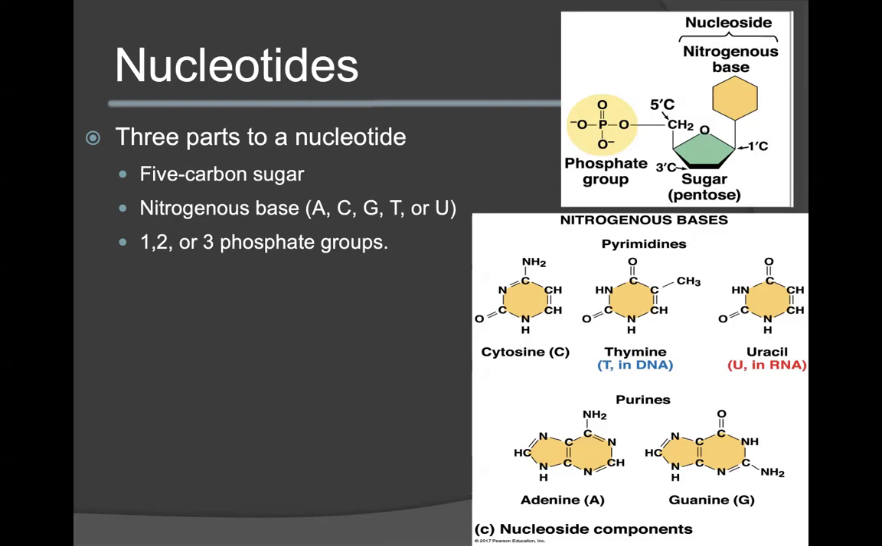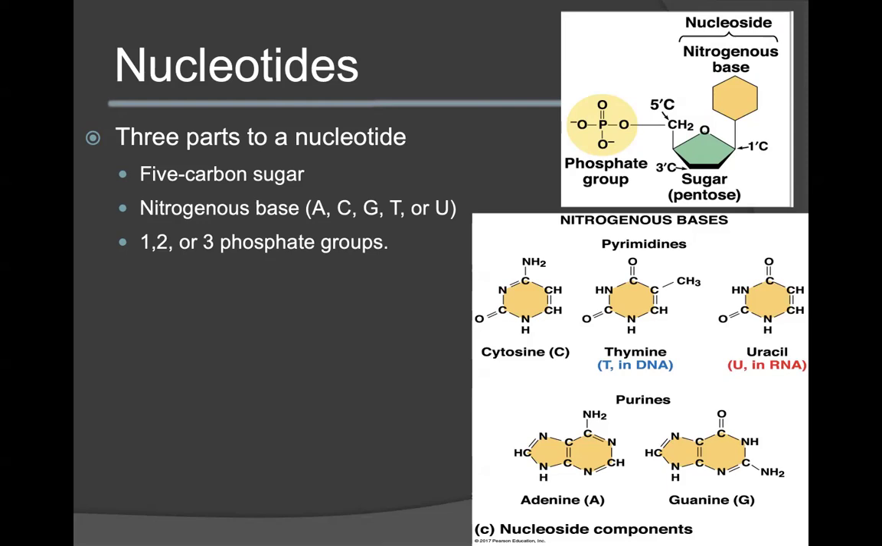Thymine, or T, is an important nitrogenous base that is only found in DNA. However, if you take a look at A, adenine, G, guanine, C, cytosine, those nitrogenous bases are going to be common in both DNA and RNA.